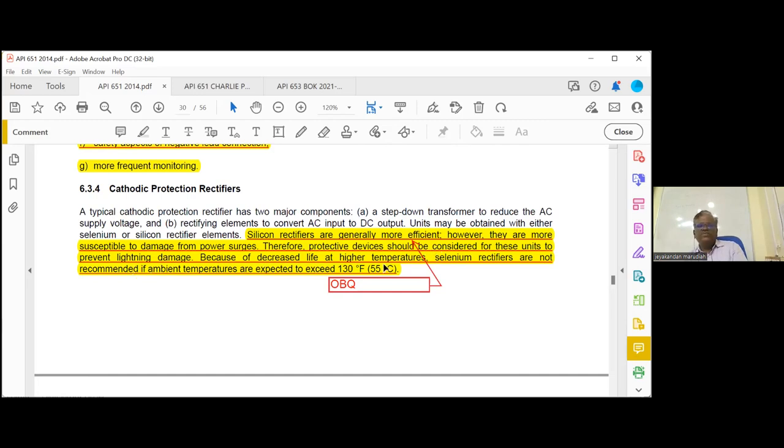Because of a decreased life at a higher temperature, selenium rectifiers are not recommended if ambient temperature is more than 55 degrees centigrade. So we have two types of rectifiers. Silicon, the problem is power surge. There will be power fluctuation. But selenium, when the atmospheric temperature increases, it will fail. So selenium is not preferred.